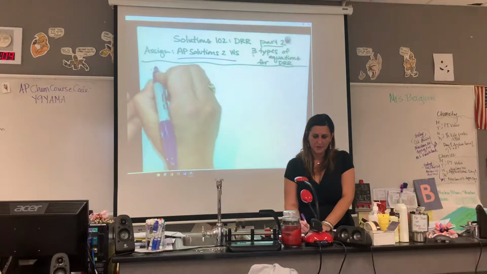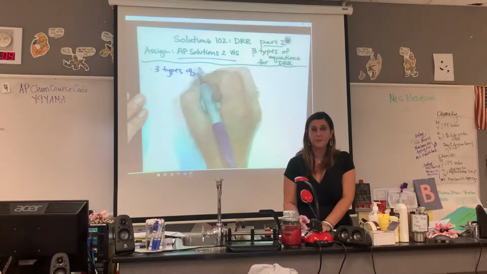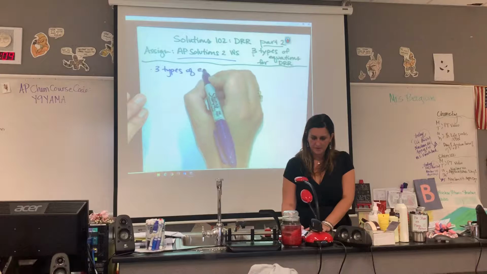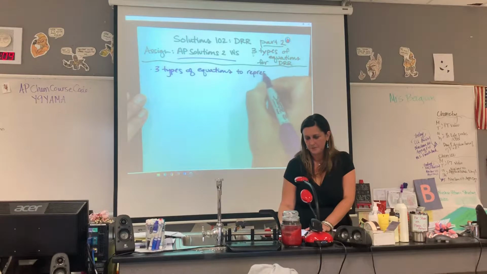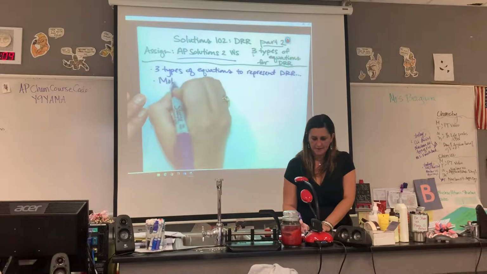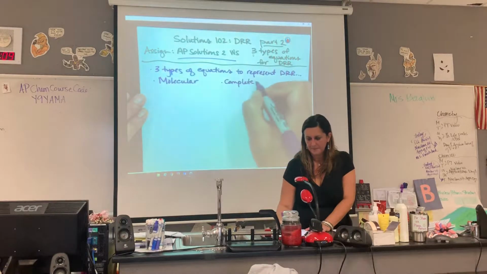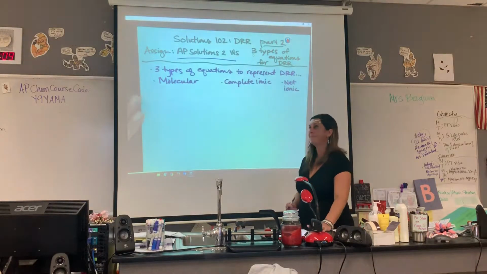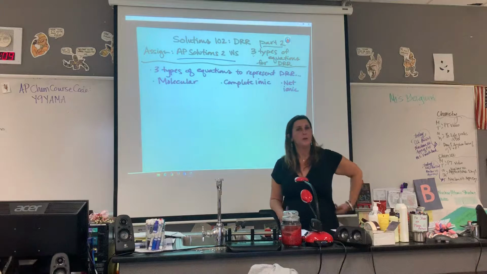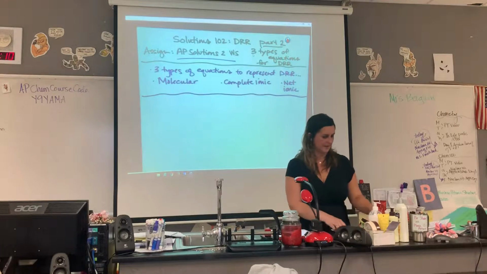And we know that we can represent a double replacement reaction with three different types of equations. So we have molecular, complete ionic, and net ionic. Okay, and they're all related to each other. We're going to start with the molecular and move on to the complete ionic and the net ionic.